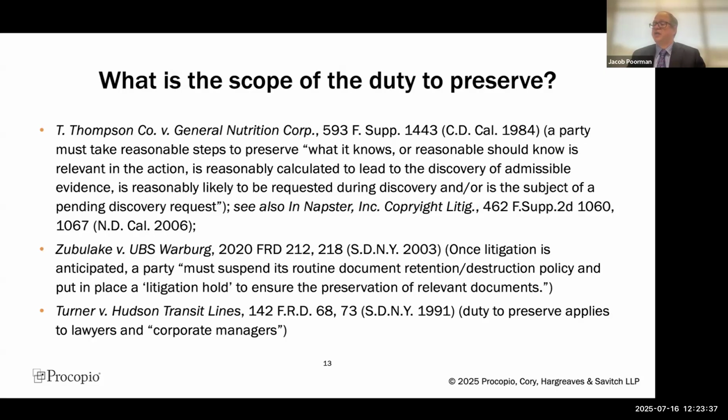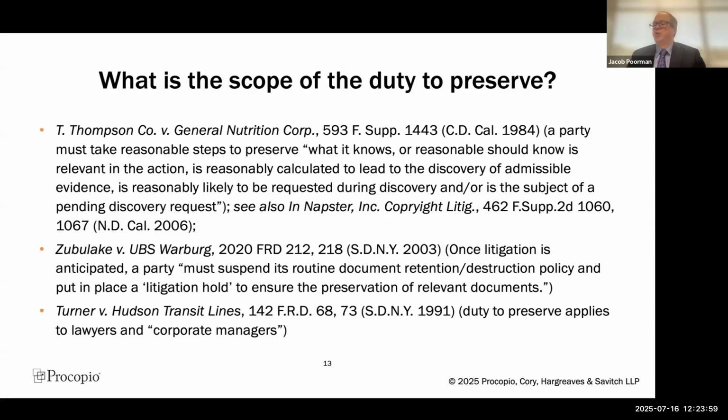It extends to records that the company knows, or reasonably should know, are relevant to the claims and defenses in the litigation, or potential claims and defenses in the litigation, records that reasonably could lead to the discovery of other admissible records, and records that are or likely will be the subject of discovery requests.